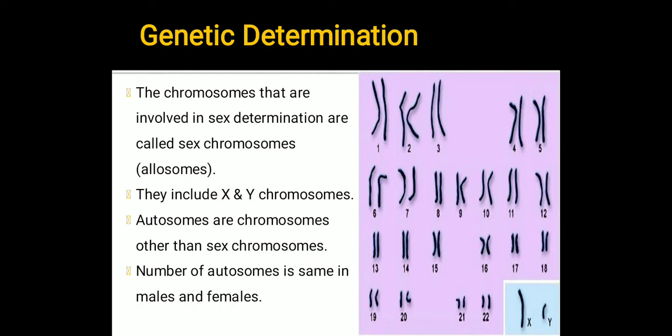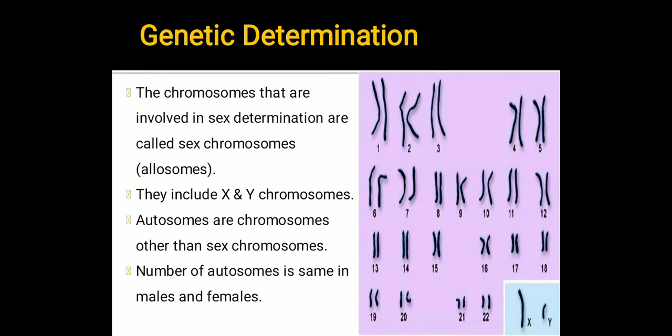The chromosomes that are involved in sex determination are called sex chromosomes, also called allosomes. Autosomes means body chromosomes, and allosomes means sex chromosomes. In the picture you can see that the X and Y chromosomes are the sex chromosomes. Autosomes are the chromosomes other than the sex chromosomes.